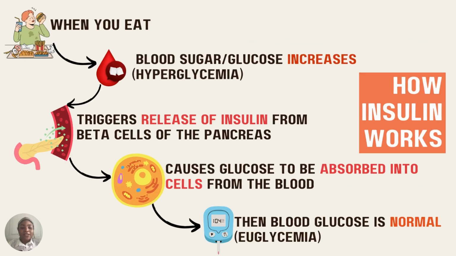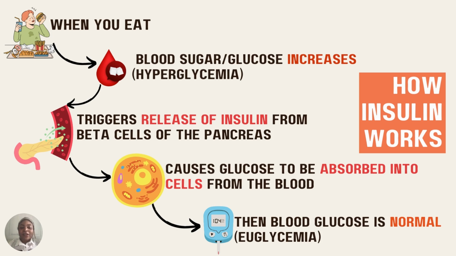So now that your body has absorbed that glucose because insulin has been released to decrease the sugar in the blood, your blood sugar will then go back to normal, which is what we call euglycemia. That's just a fancy medical terminology for that.